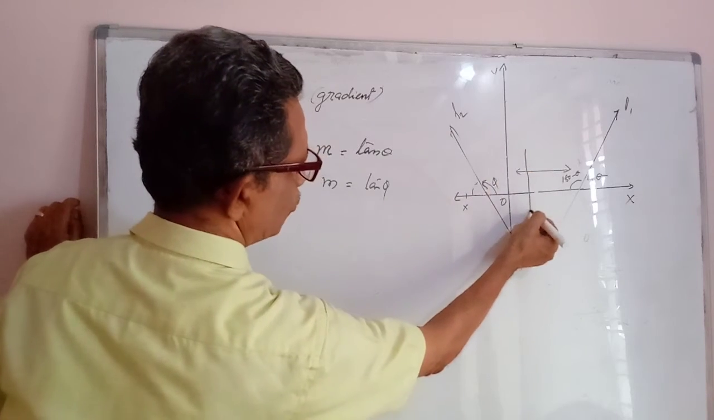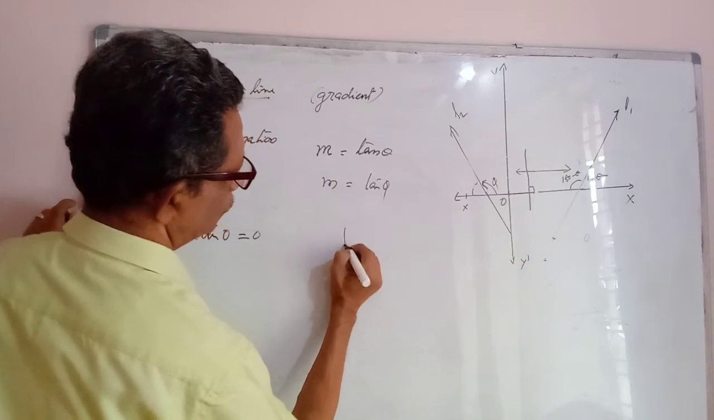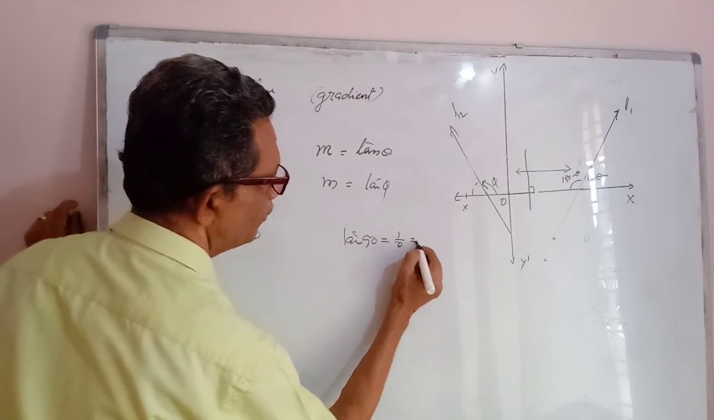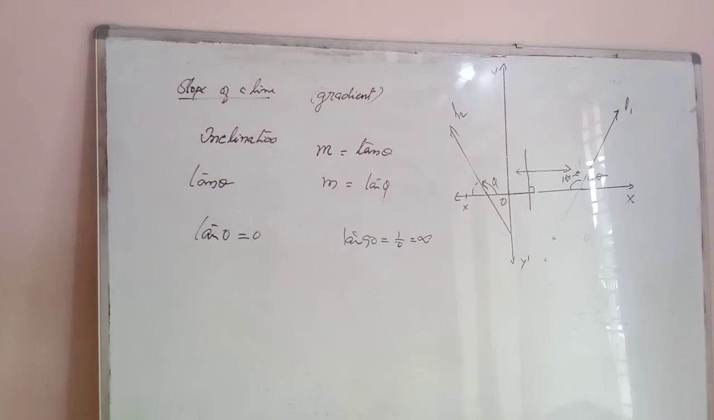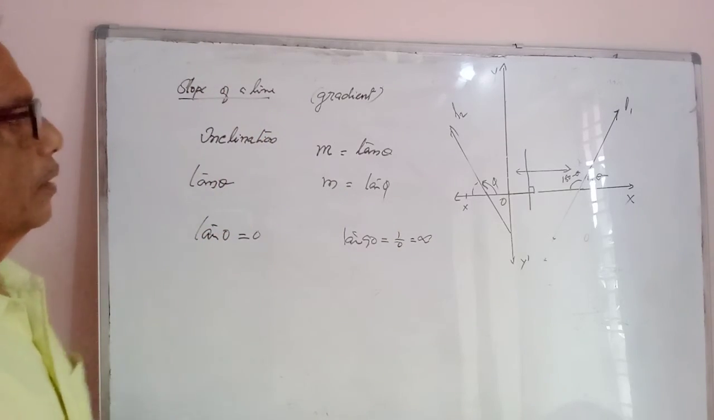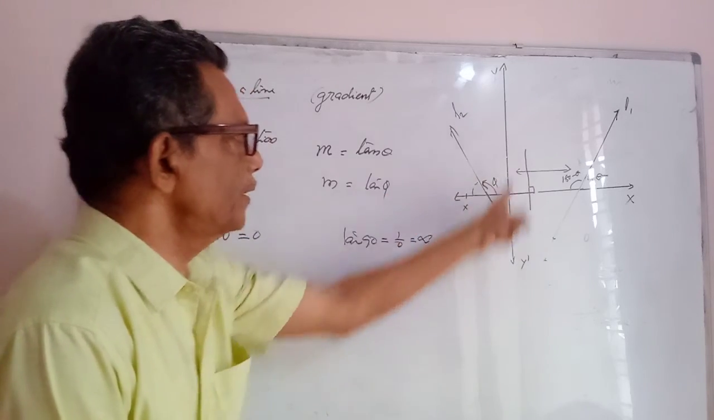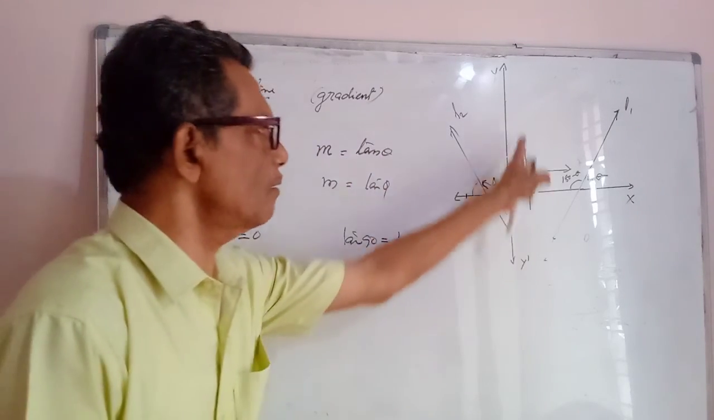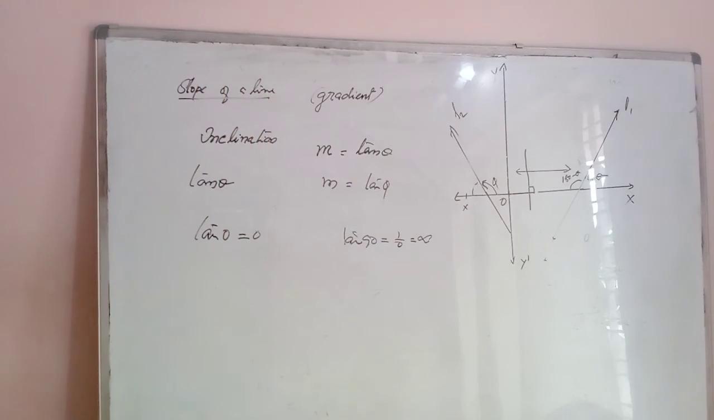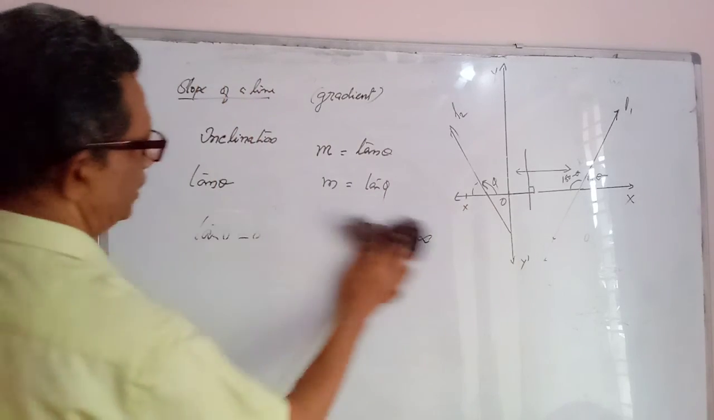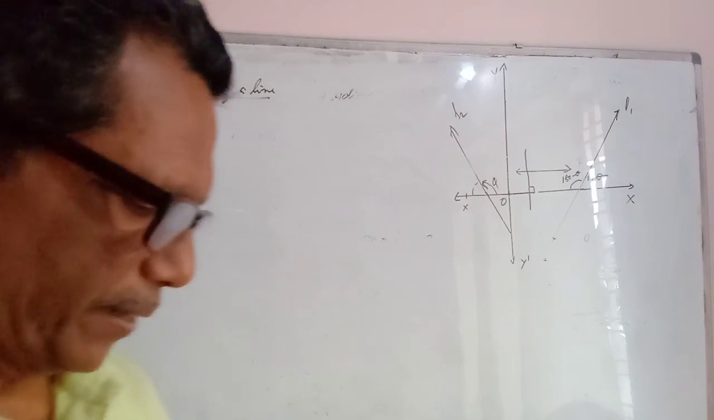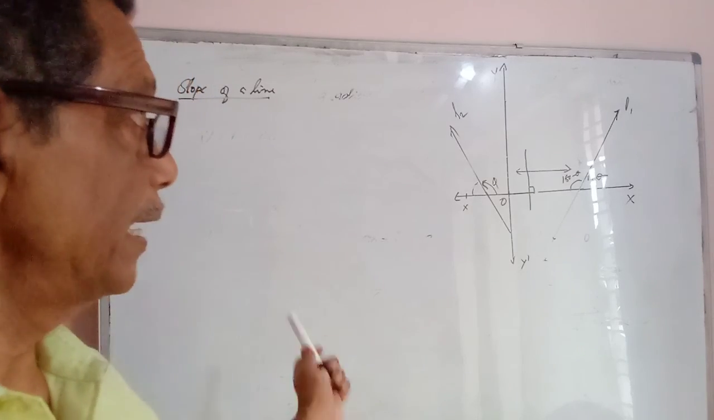What is the slope of a vertical line? It makes 90 degree. So the slope is tan 90, which is not defined because it is 1 by 0. Not defined. Usually we denote it by infinity. The value is not defined. So y-axis is also a vertical line. It makes 90 degree with the x-axis, so the inclination is 90 degree. Hence, the slope of y-axis or vertical lines is not defined. Slope is not defined. Okay. Slope is also known as gradient. Slope of a line is also known as gradient of a line.